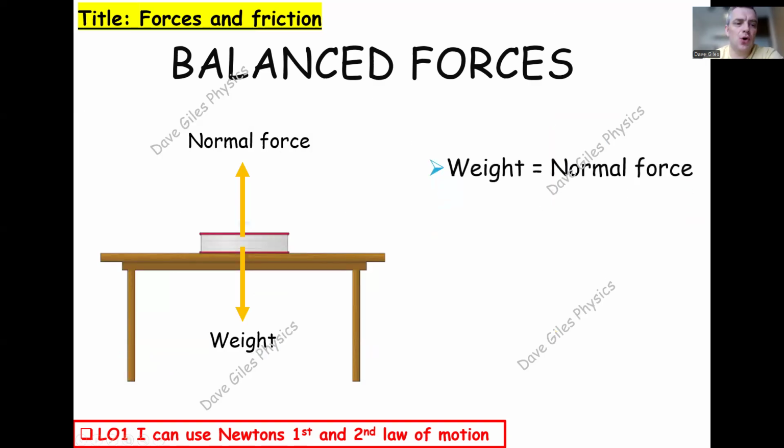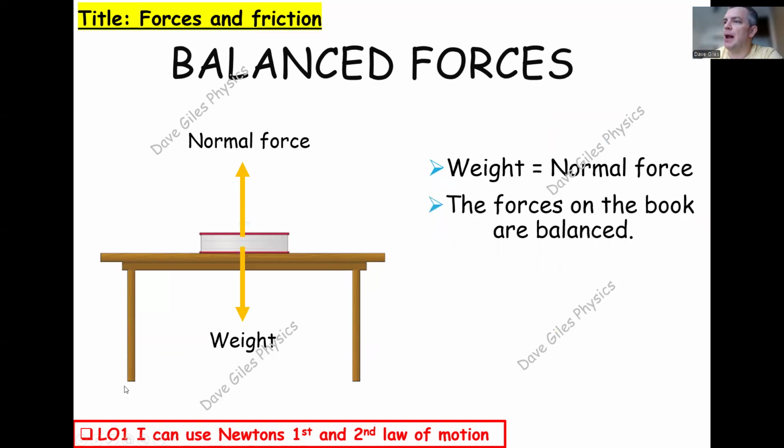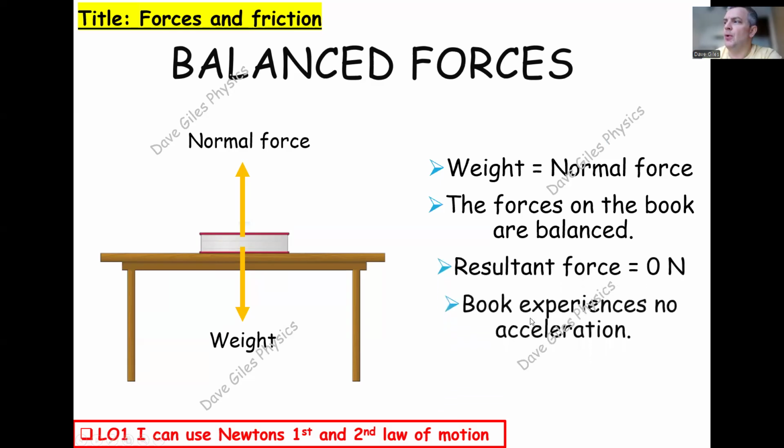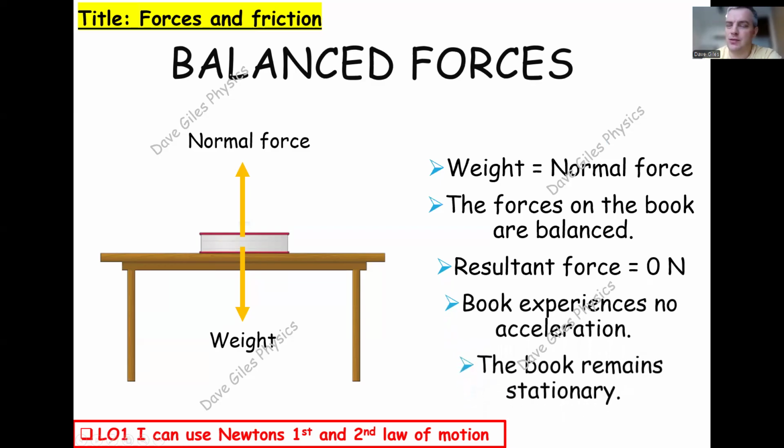So the force on the book are balanced. The normal force is equal to the weight. Say the weight on the table is 10 newtons. Then in order to stop it falling through the table, it has to have a normal force of 10 newtons in the opposite direction to the weight. So the resultant force will be zero. The book experiences no acceleration. The book remains stationary.